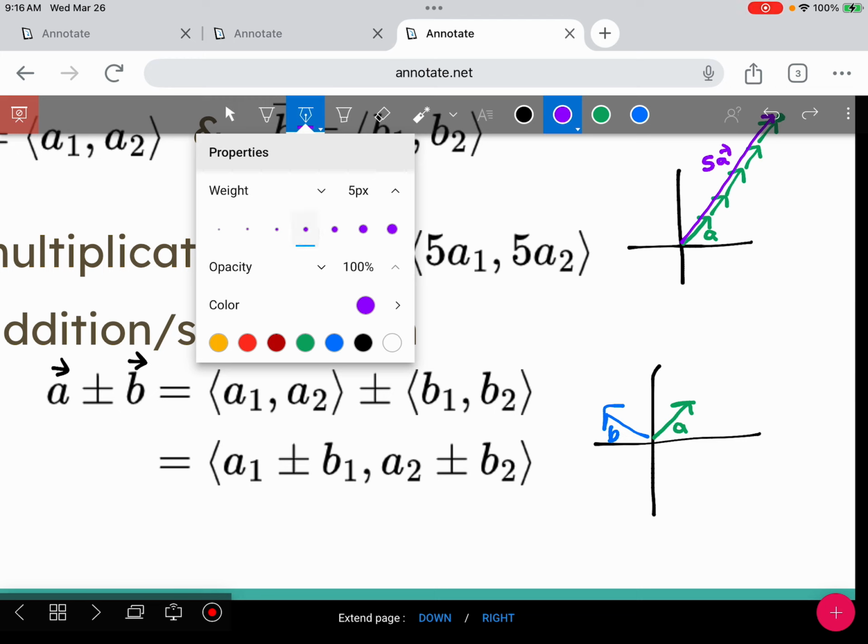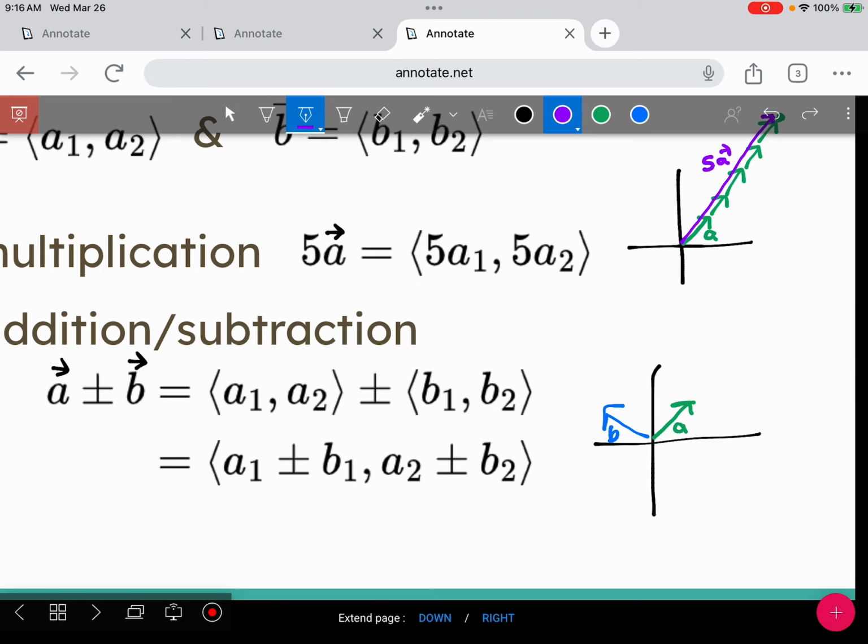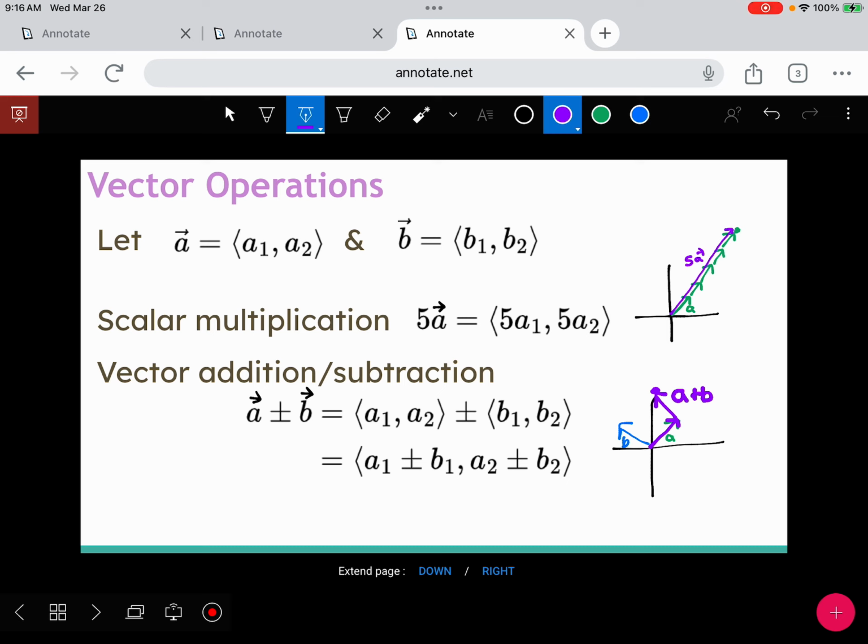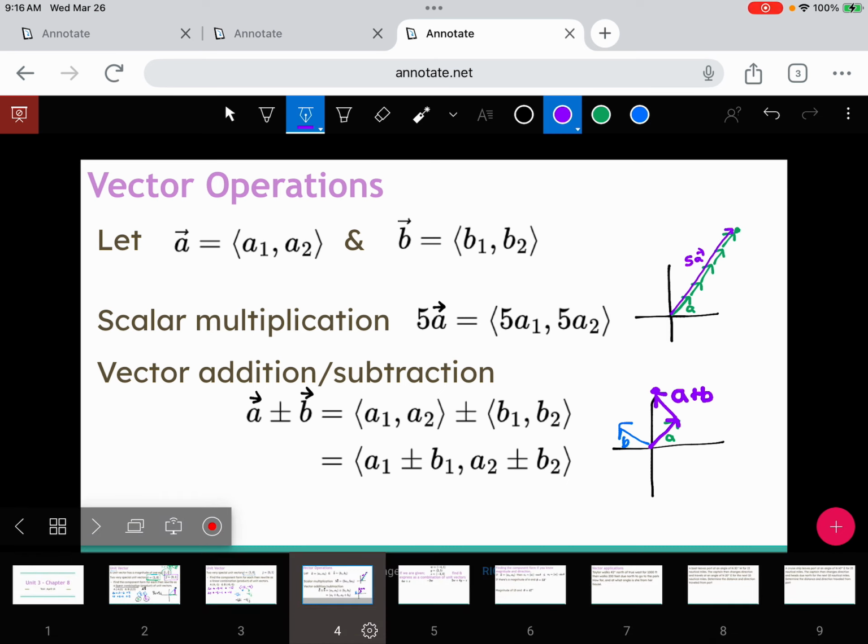Sorry, I'm just making my pen look a little different so we can see it better. A plus B combines them together. So we'll take our x's and add them together, and we'll take our y's and add them together. If we're subtracting them, same difference. Okay, so we're going to look at that.